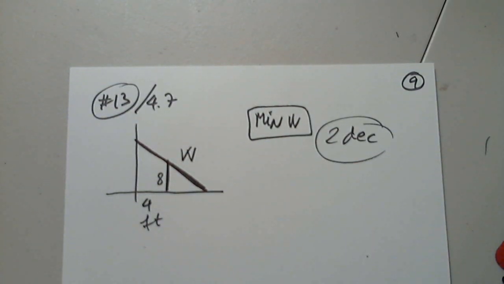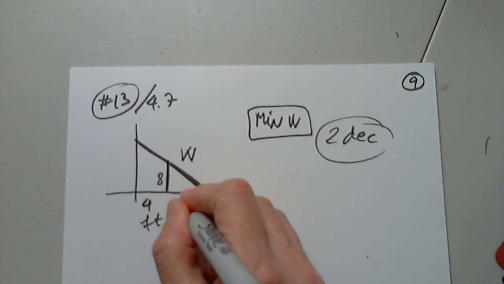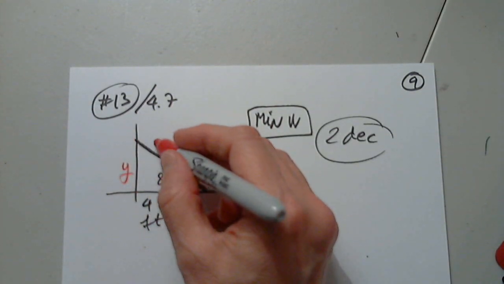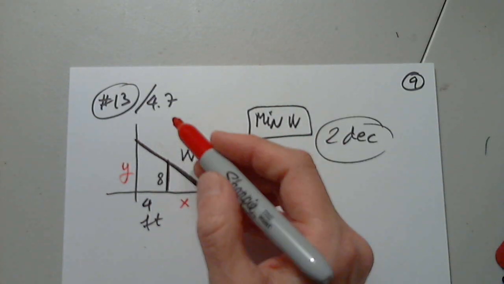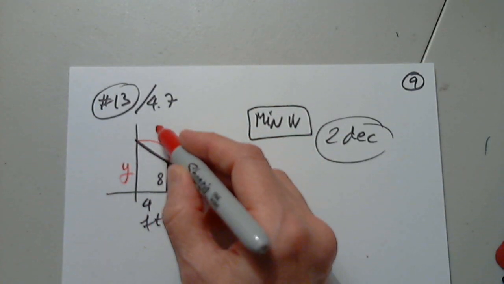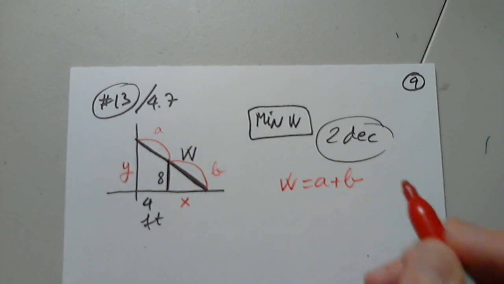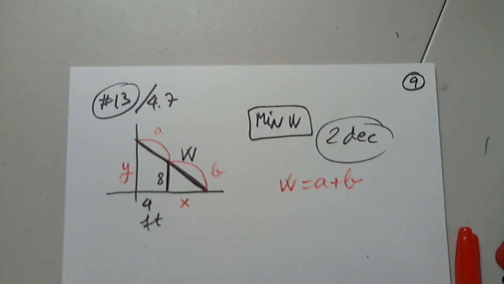Let me just look one more time. So we don't have anything else. Okay. Good. So first of all, we need to look at and name a few things in here. I'm going to call this X. I'm going to call this Y. I don't know if I need to call this something and this something. I'm not sure. Maybe, maybe not. So I'm going to say this is A. I'm going to say that this is B. And I'm going to write that W equals A plus B. We'll see. I don't know yet.